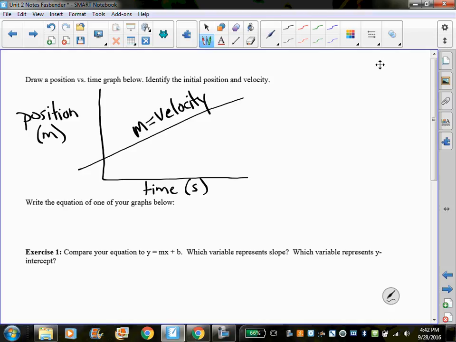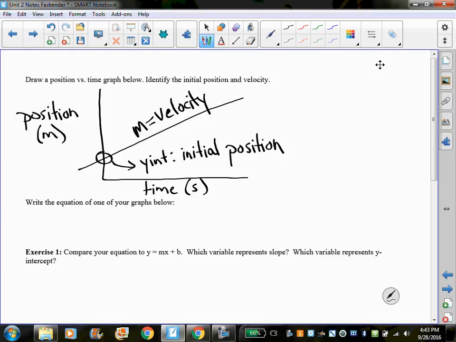The other thing that we get out of this is the y-intercept, and the fact that the y-intercept tells us our initial position, which is a very key piece of information that we want to know, right? We want to know where we start, and looking at the y-intercept of a position versus time graph will tell us that.